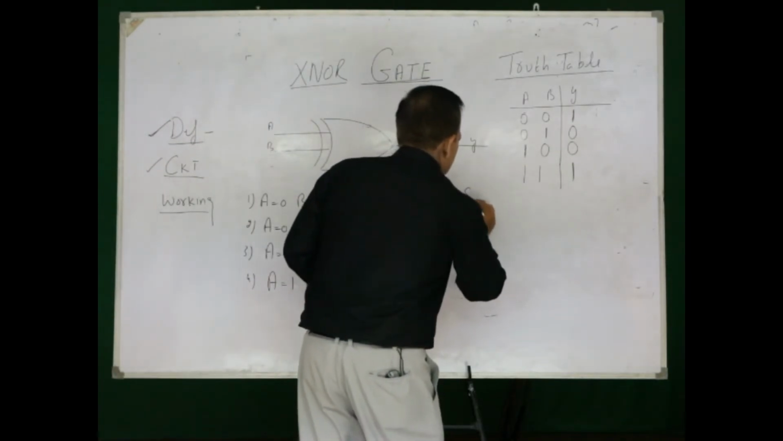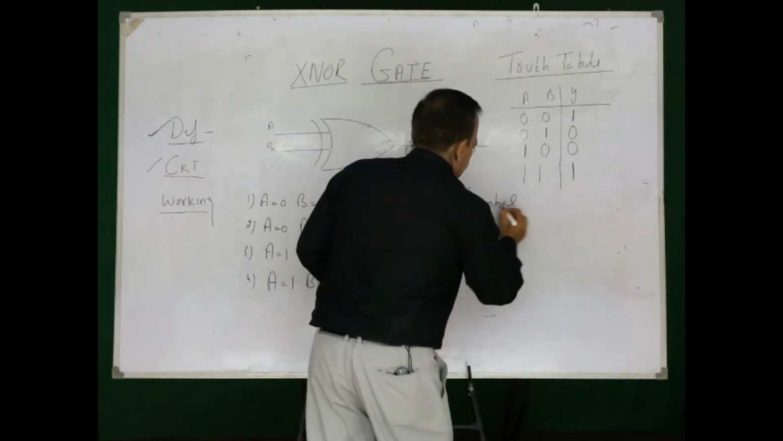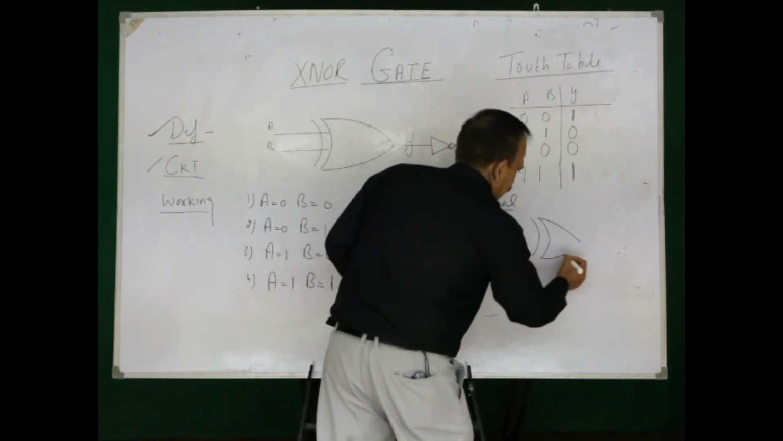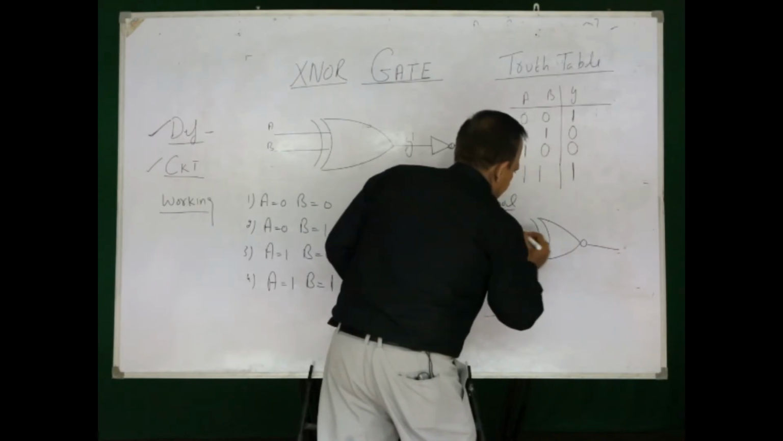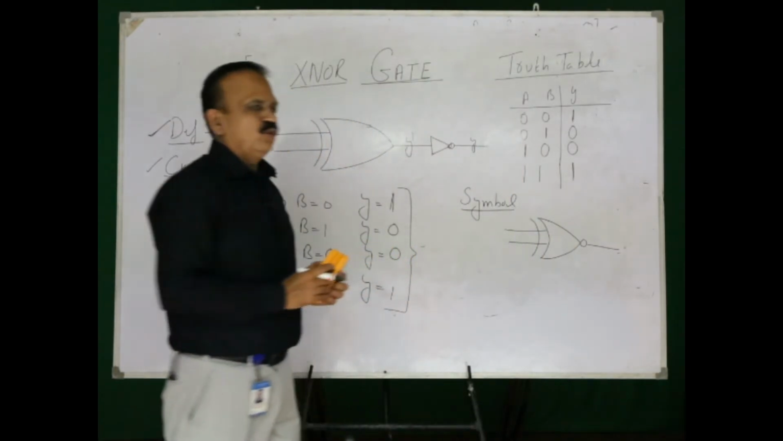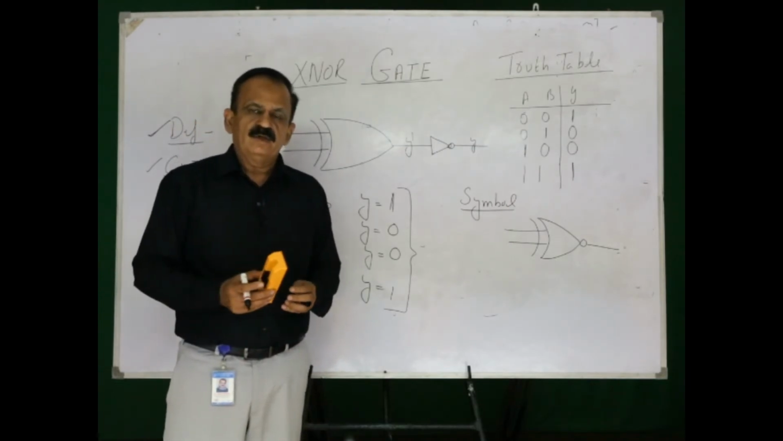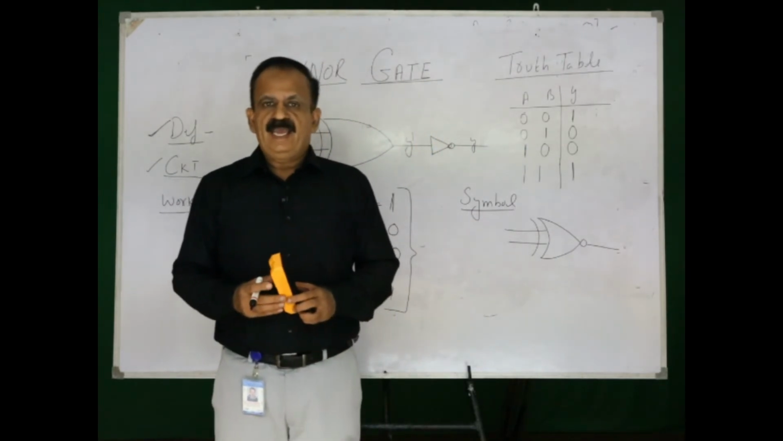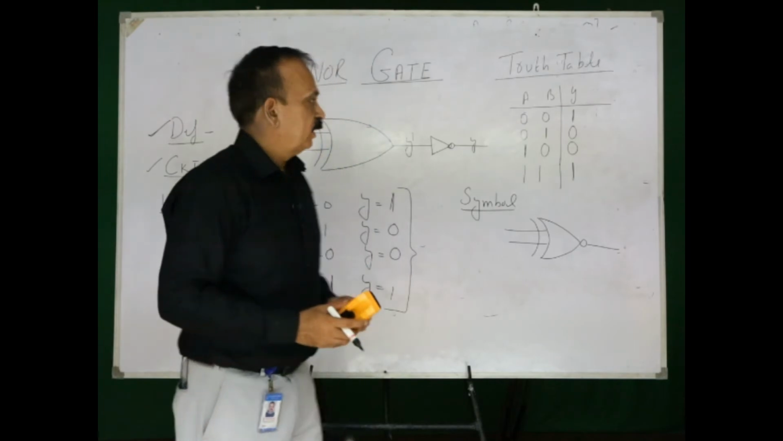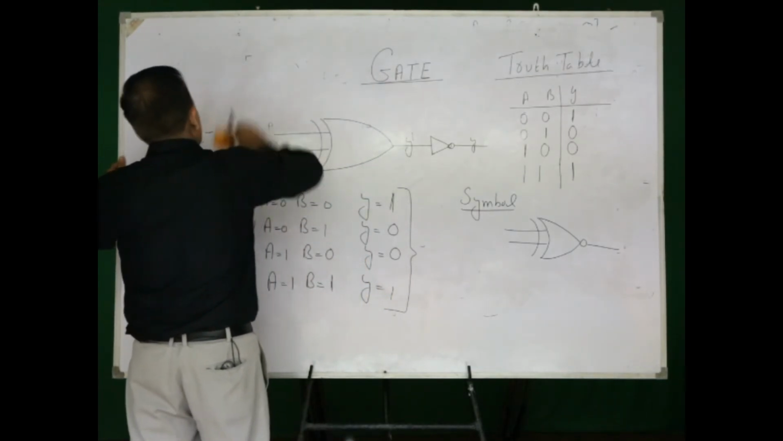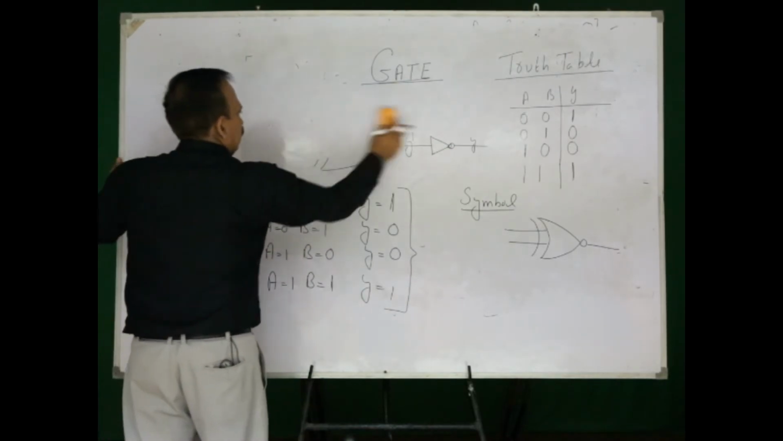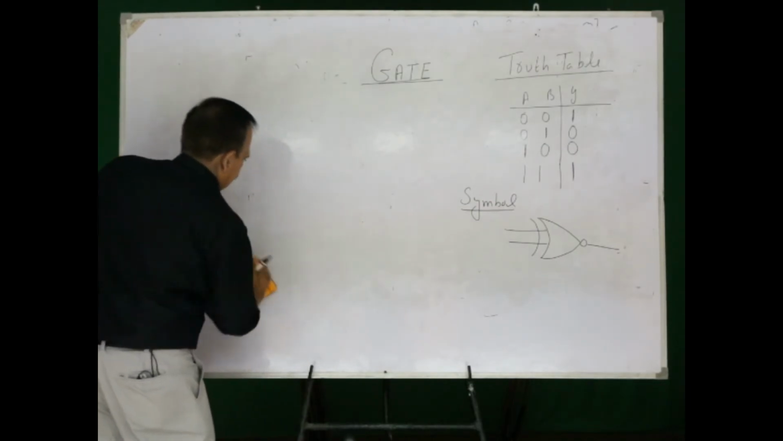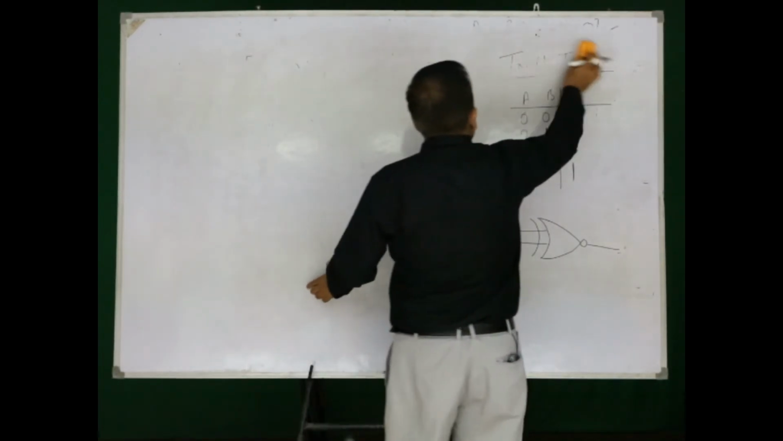Now say symbol, this is the symbol of the XNOR gate. First is the XOR gate, followed by this, which is nothing but the XNOR gate, the XOR gate followed by this one, and that is NOT. This is the XNOR gate. Now these two are the gates, one is XOR and another is XNOR gate. A very interesting fact that we learnt after going through all the gates.